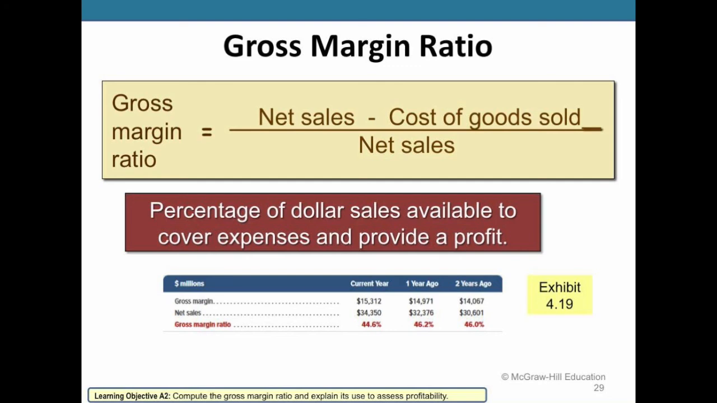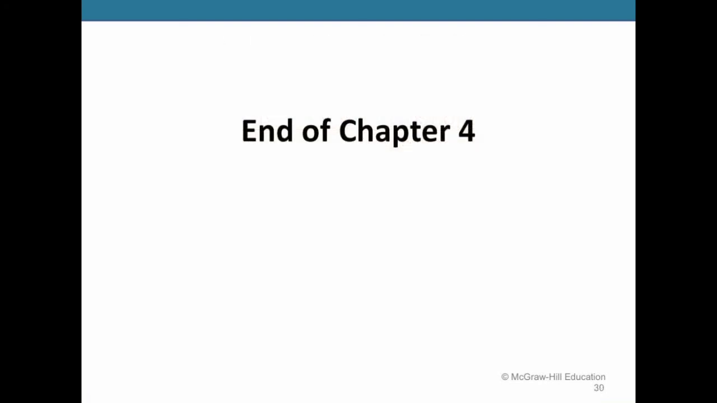Here you can see in this example that our company has decreased from about 46% 2 years ago and a year ago to 44.6% in the current year. So we can see there's a little bit of margin compression that's existing here. And that's going to conclude the lecture of Chapter 4.